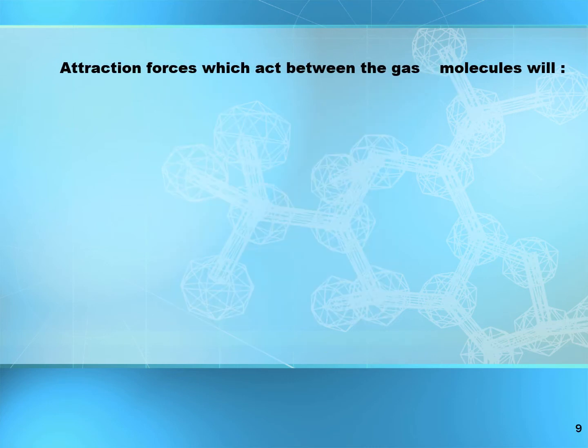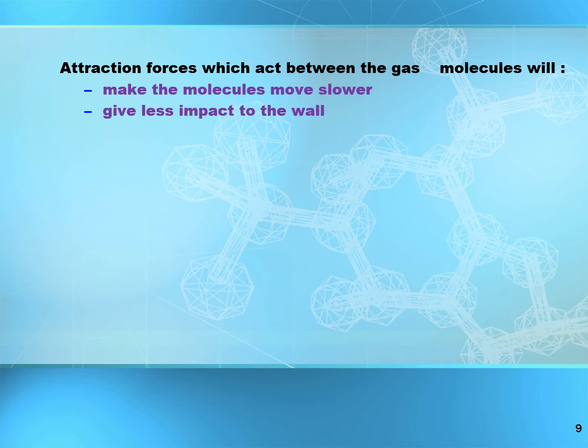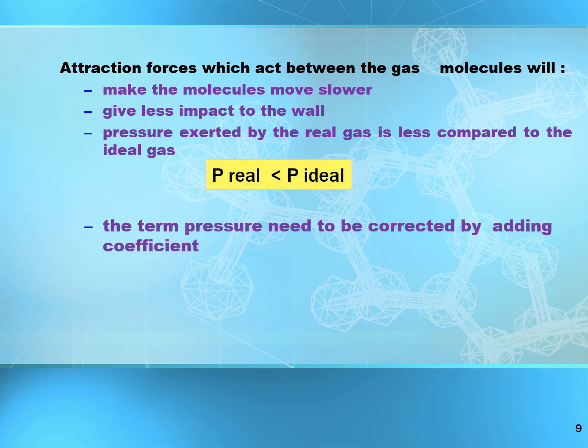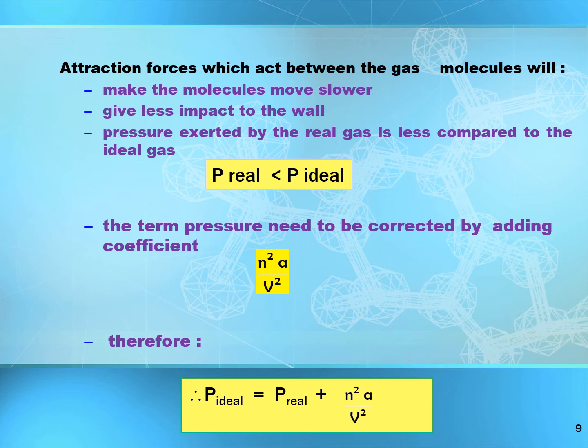For the real gas, attractive forces which act between the gas molecules will make the molecules move slower, give less impact to the wall, and the pressure exerted by the real gas is less compared to the ideal gas. The term pressure needs to be corrected by adding a coefficient, which is n squared multiplied by a divided by V squared. Therefore, the new formula of P ideal will become P real plus n squared a divided by V squared.